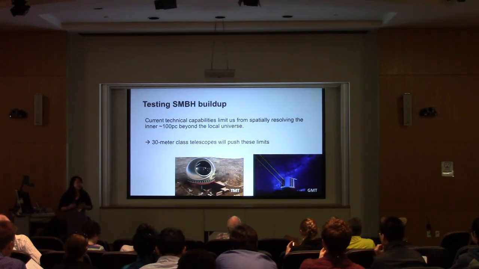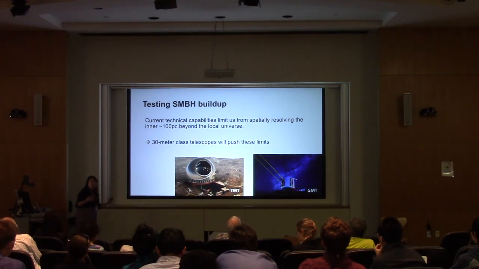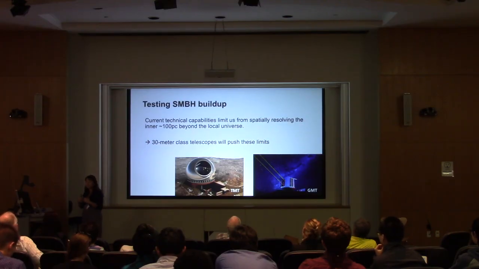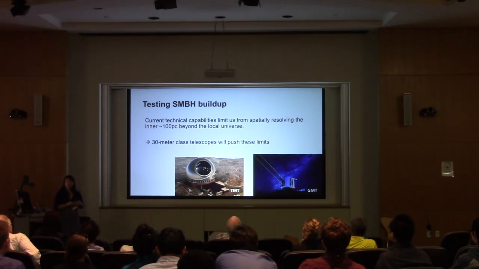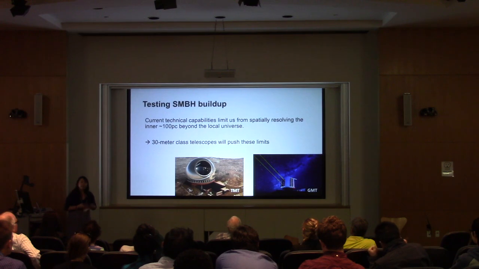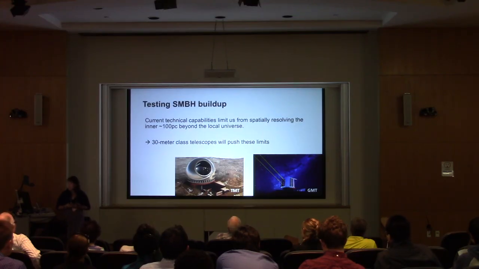And of course, if we really want to trace the evolution of how black hole masses get built up, we also might have to go to a little bit smaller mass range to see when they get from the seeds to how large they are today. But current technological capabilities actually won't let us spatially resolve and therefore measure dynamically the black hole masses beyond the local universe. And so the next generation of 30-meter class telescopes could help push these limits.